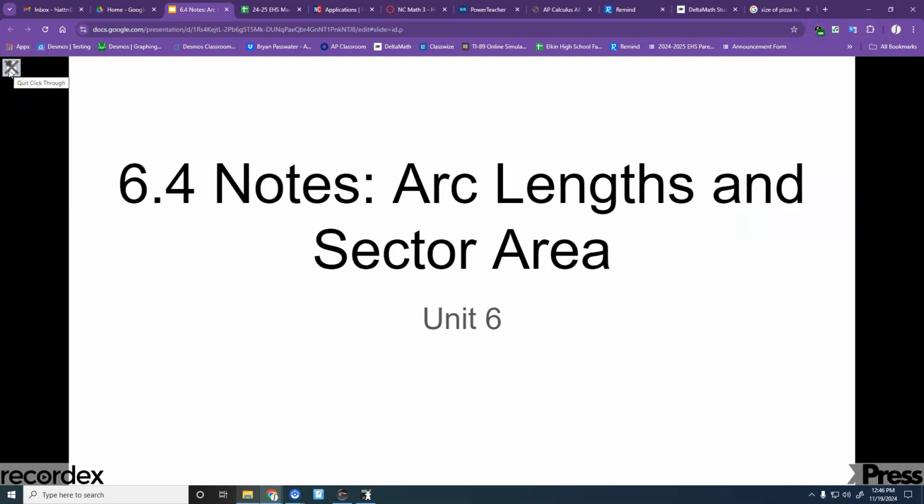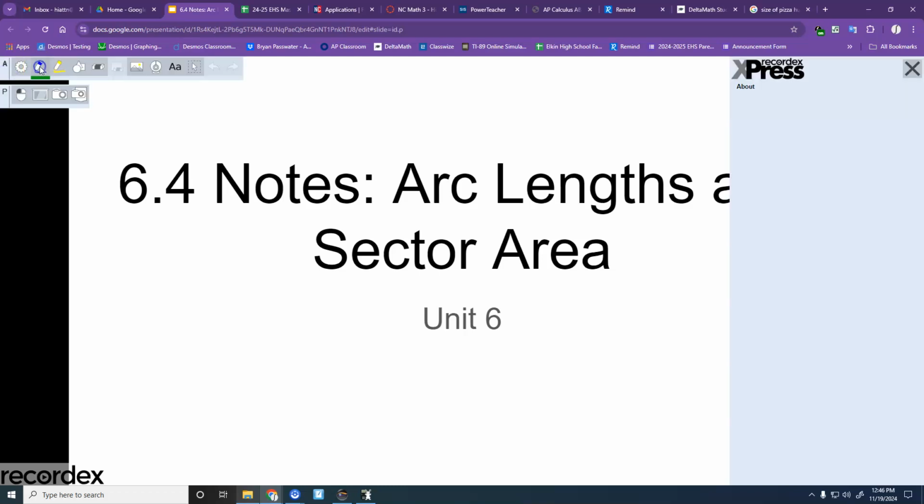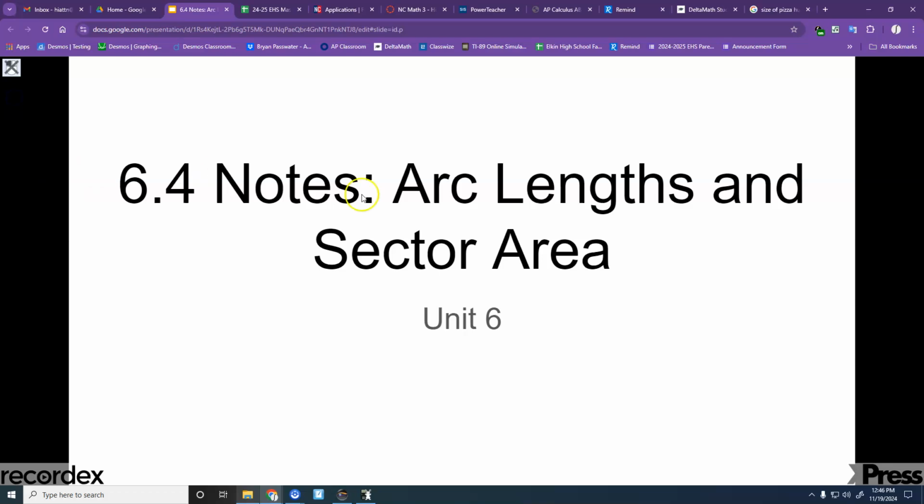We are going to look at arc length and sector area today because I had to leave early and will not be here for the end of class. I'm going to skip around in these notes. I don't want to do everything. I just want you guys to get sort of an introduction on how to do the most simple problems here.